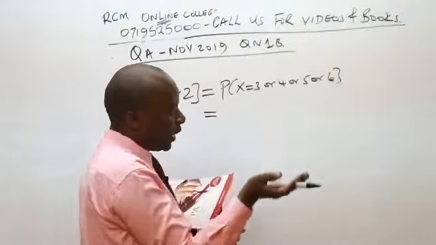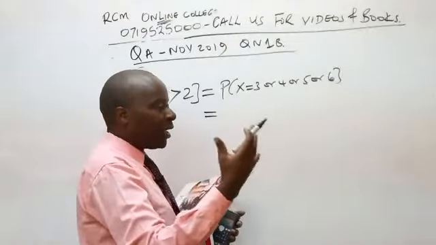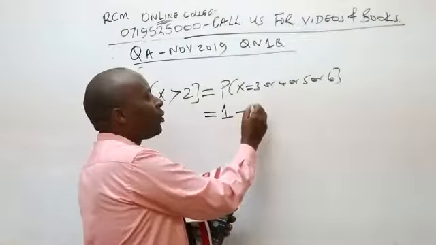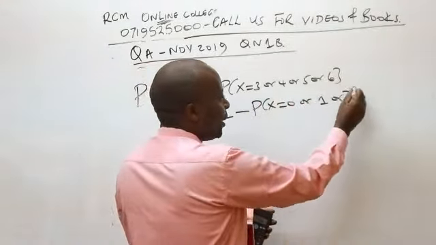This could be too many at times. It's important for you to understand that complementary means to complete. So events to complete, so it will be 1 minus the missing events, which basically will be the probability of x being equal to 0 or 1 or 2.